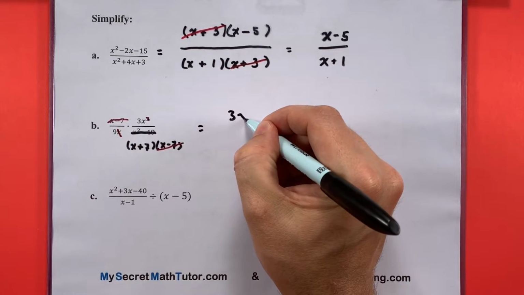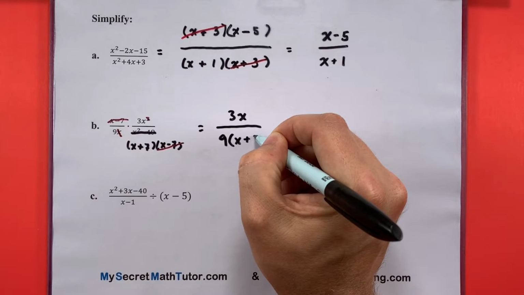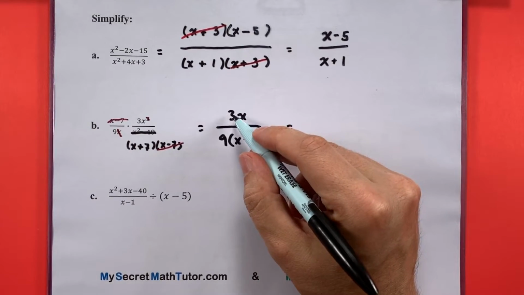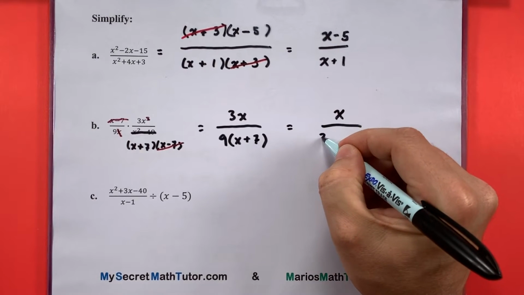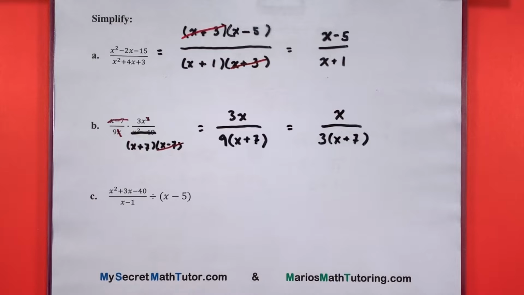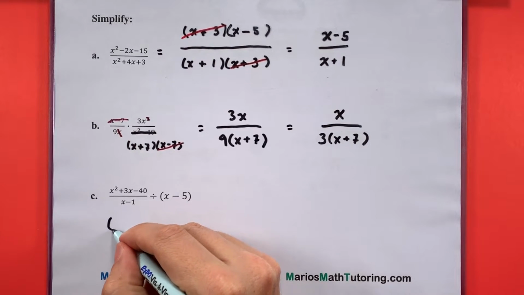There's a 3x, all divided by 9, x plus 7. All right, we've canceled a bunch out, but actually it looks like we can also reduce these numbers, so let's go ahead and do that. 3 goes into 9 3 times, so I'll end up with x divided by 3, x plus 7, and now we're simplified as much as possible. So we'll go ahead and leave it like that. All right, on the next one, let's do some factoring.